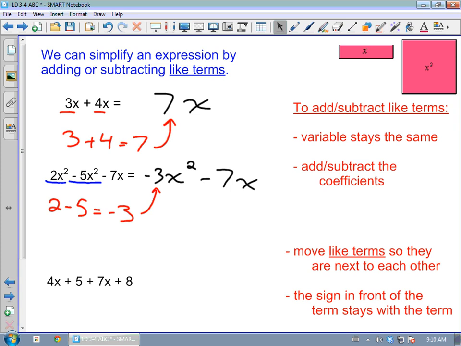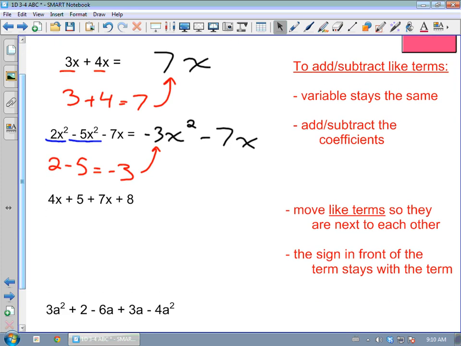All right, let's do another one here. 4x plus 5 plus 7x plus 8. What terms in here are like terms? Always start with the like terms here. Okay, so we've got two sets of like terms. So I'm going to underline the 4x and the plus 7x. And I'll underline in another color the plus 5 and the plus 8.